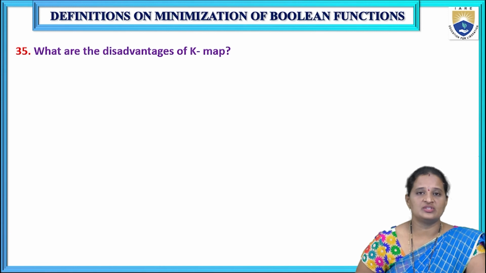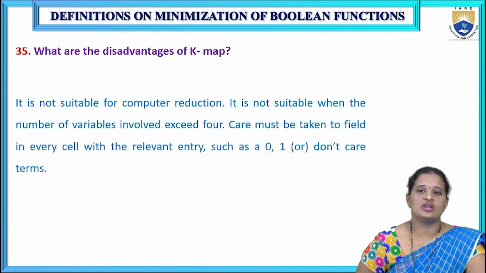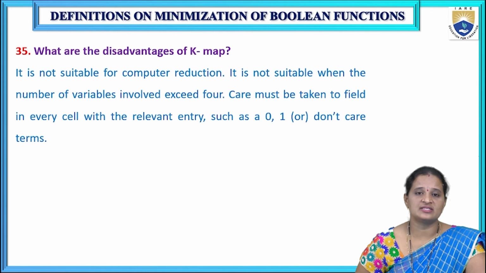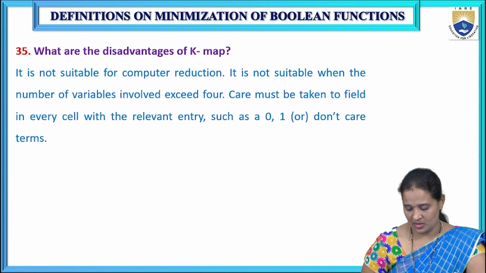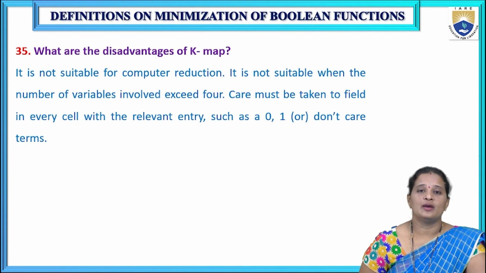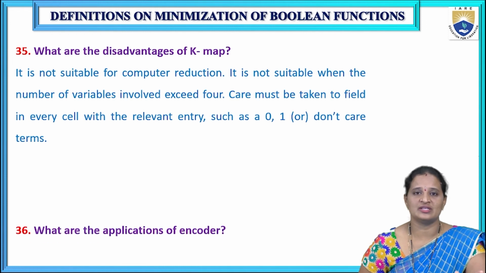What are the disadvantages of K-map here? It finds difficulty in simplifying Boolean functions with more than 5 variables, because the grouping becomes complicated, and we may not get a unique answer. The answer may not be unique because the grouping can be done in a number of ways.